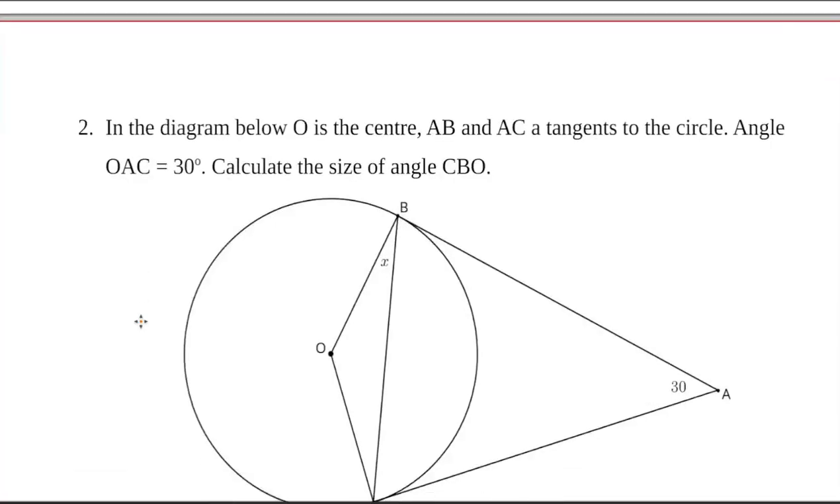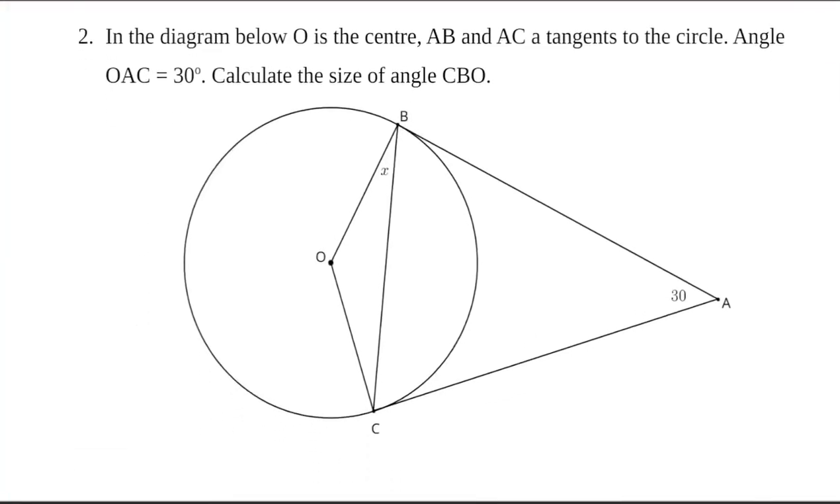Next question, or rather next example. In the diagram below, O is the center. AB and AC are tangents to the circle. Angle OAC is 30 degrees.